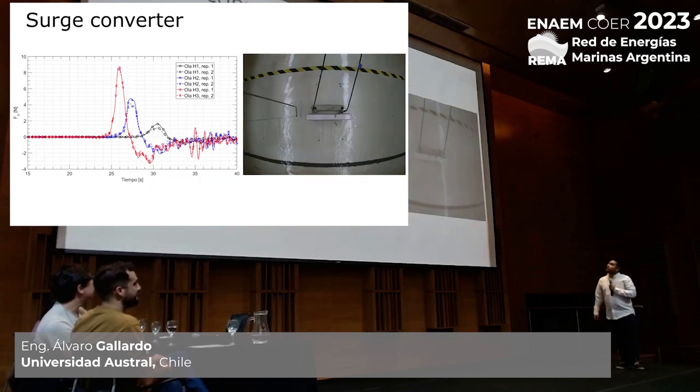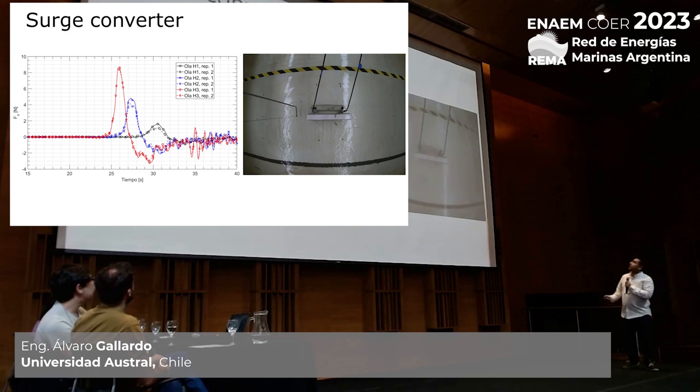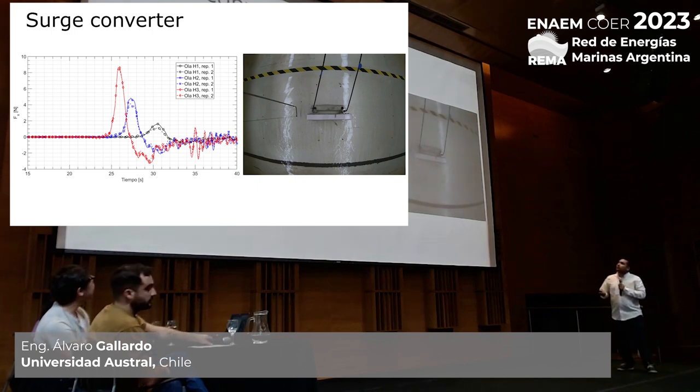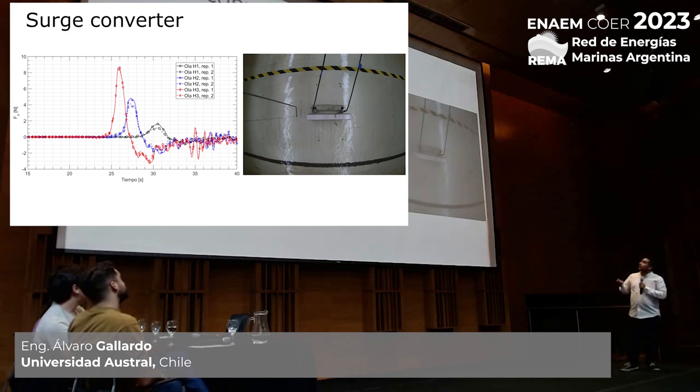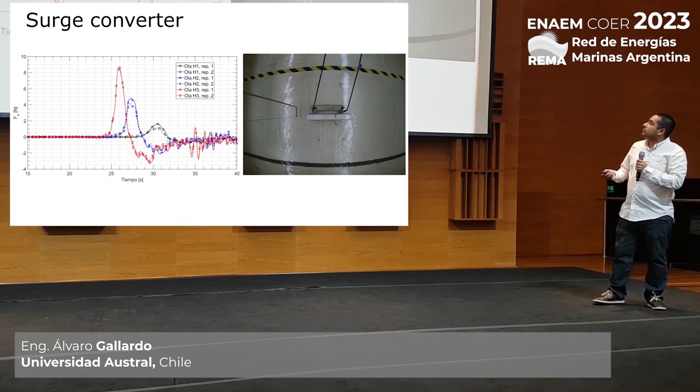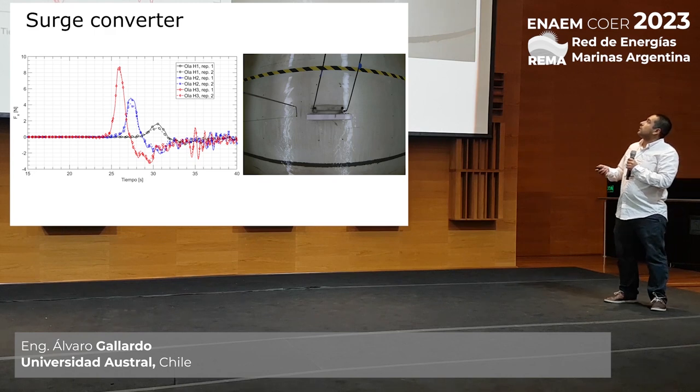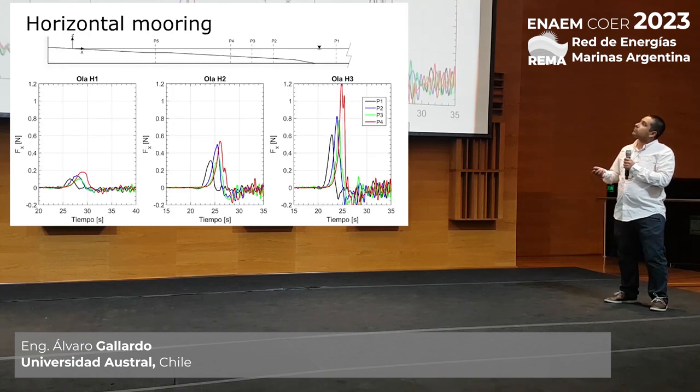So in the case of the force exerted over the plate, the surge converter model, as expected, the amplitude of the force follows the amplitude of the wave, and it was also possible to see a vortex generation behind the plate after the wave passes, generating this oscillation after the wave.